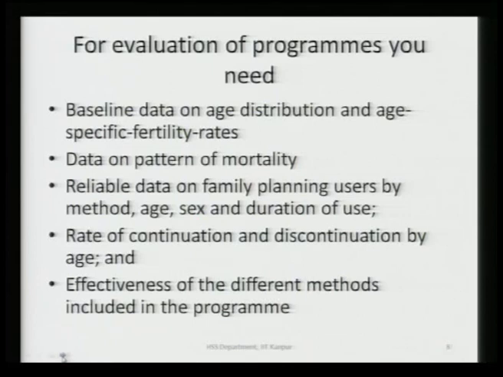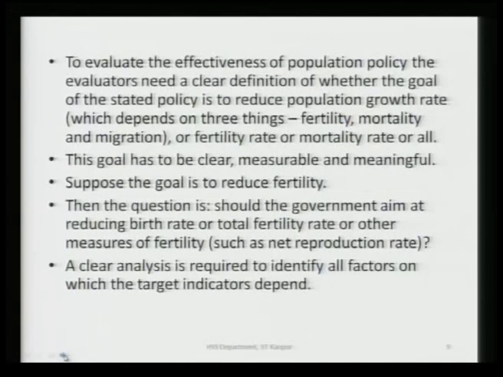For evaluation of program, you need baseline data on age distribution and age specific fertility rates, data on pattern of mortality, reliable data on family planning users, all these parameters, rate of continuation, discontinuation, and effectiveness of different methods. To evaluate the effectiveness of population policy, the evaluators need a clear definition of whether the goal of the stated policy is to reduce population growth rate, which depends on three things: fertility, mortality, and migration, or fertility rate, or mortality rate, or all.